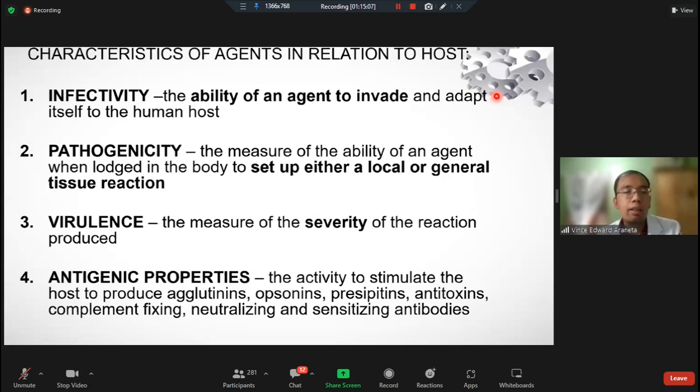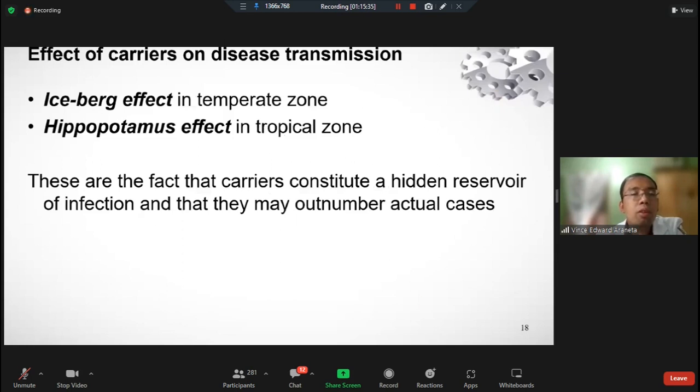And then antigenic properties, this is just more on the infectious agent. This is the ability to stimulate the host to produce agglutinins, opsonins, precipitins, and all others, or even set up an inflammatory reaction. These three are the most important that you have to know or differentiate. There's also a concept on the effect of carriers on disease transmission.